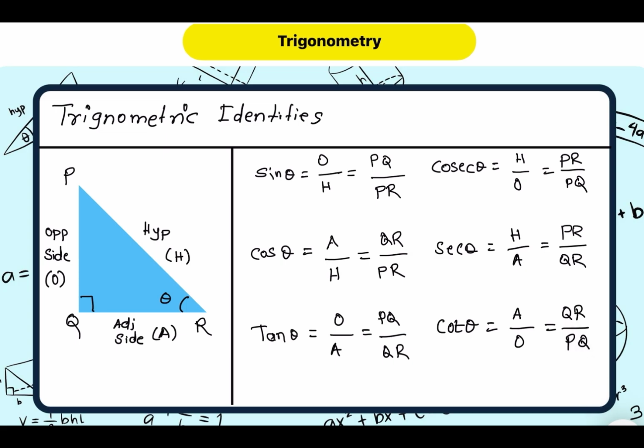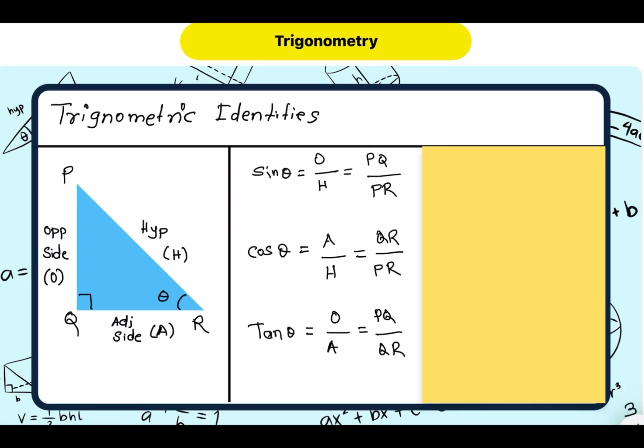Now we have also learned in the last session that sin theta and cosec theta are inverse. Cos theta and sec theta are inverse. Tan theta and cot theta are inverse. You can see from this again, sin theta is PQ upon PR, cosec theta is PR upon PQ, cos theta is QR upon PR, sec theta is PR upon QR, tan theta is PQ upon QR, cot theta is QR upon PQ. Now I want you to focus only on three trigonometric ratios: sin theta, cos theta and tan theta.